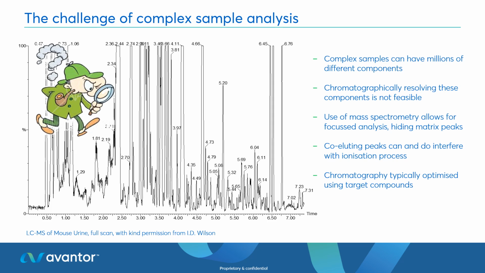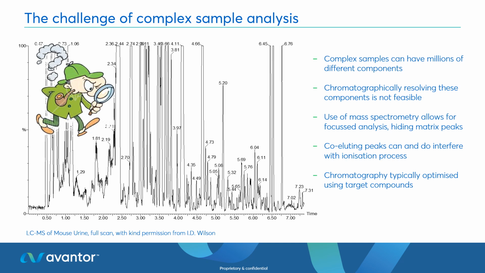And this chromatogram really does highlight the challenge of complex sample analysis. So I'm very grateful to my colleague, Professor Ian Wilson, who supplied the attached chromatogram that shows what happens if you inject neat mouse urine into an LC-MS system. The number of peaks is immense, and what we see is that these very, very complex samples can have literally millions of different components, which chromatographically would be almost impossible to resolve.